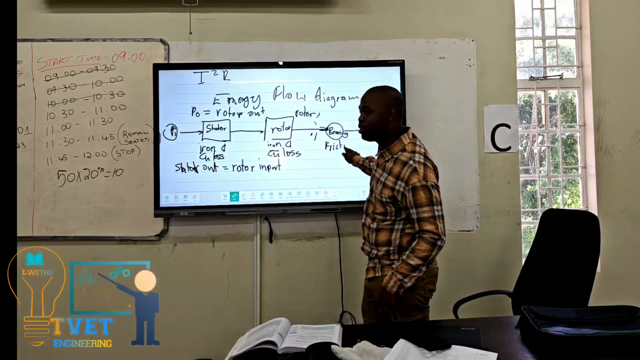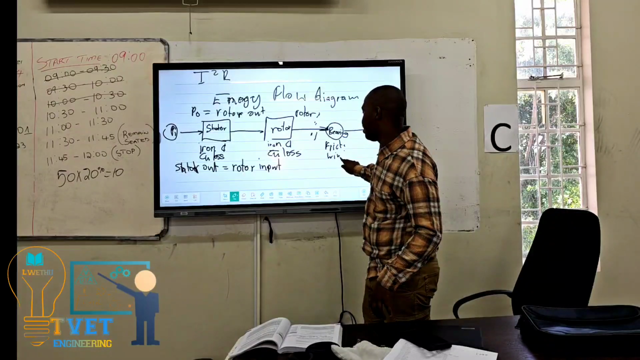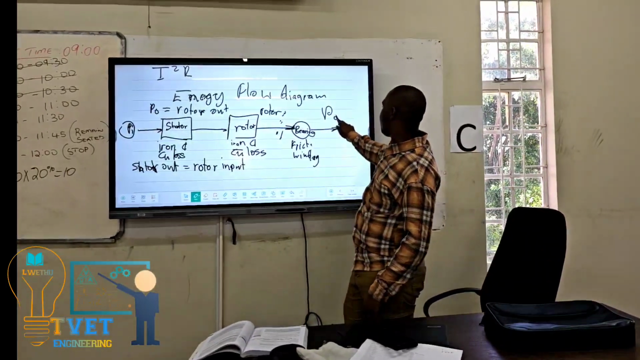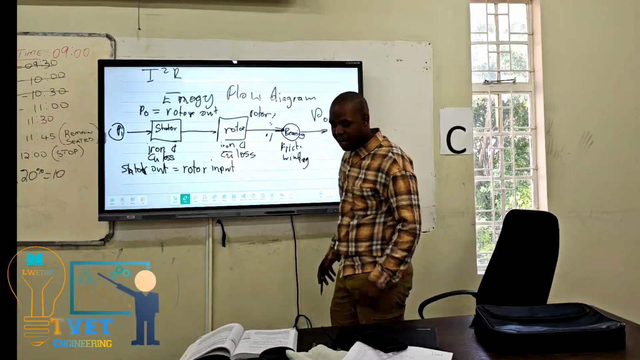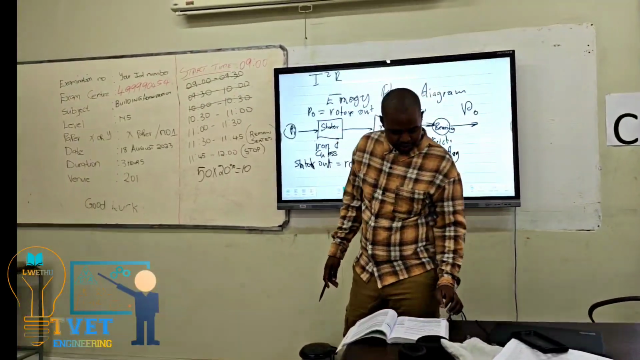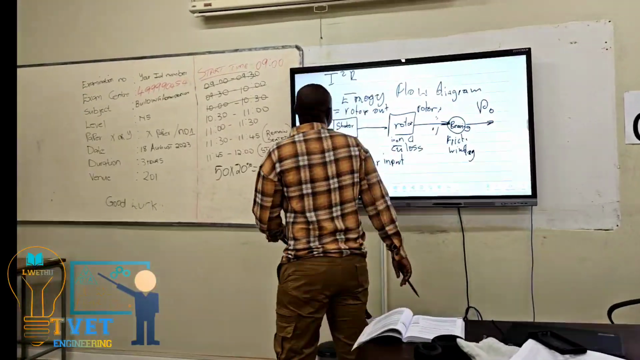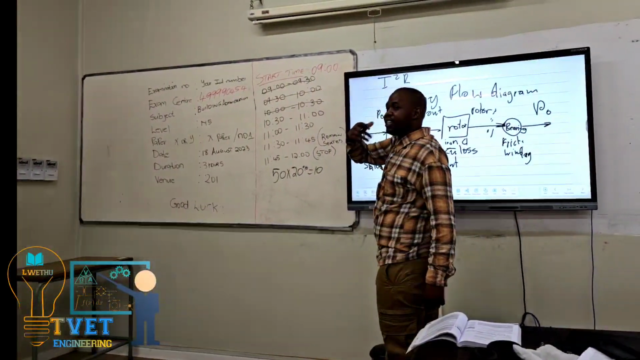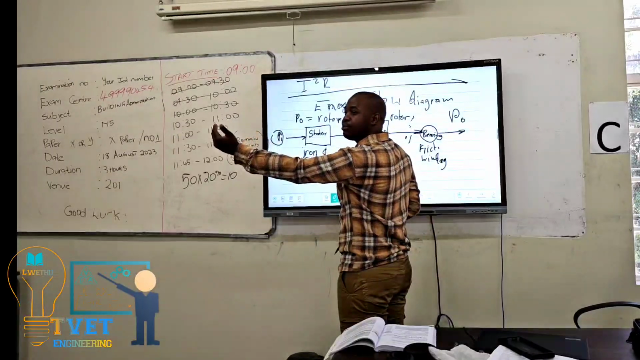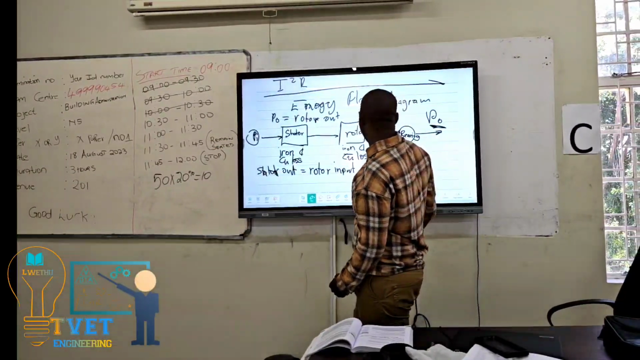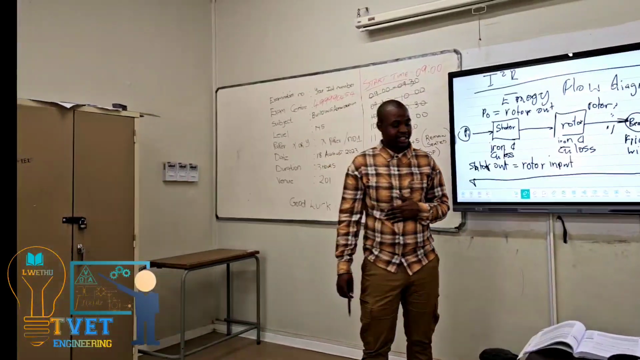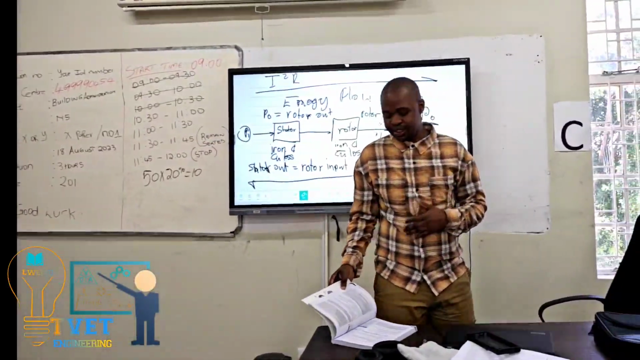After friction and windage loss, we can say we have our output power, or our net output. So with this diagram we can work from the input to the output, or from the output to the input, depending on the question.